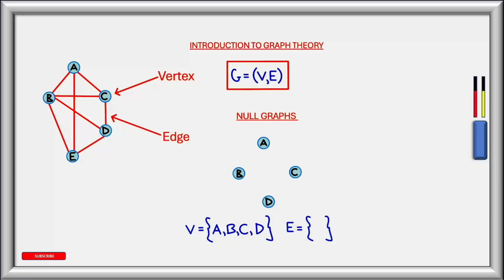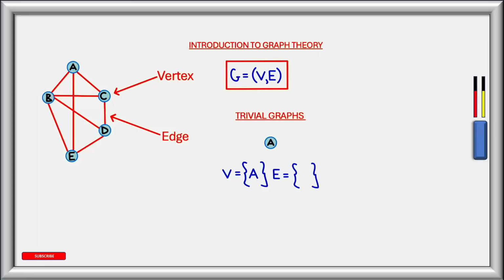In a null graph, we have a collection of vertices, as shown here as A, B, C, and D, but absolutely no connection between them. So they have no edges. So in this case, the edge set is empty. A special type of null graph is known as a trivial graph. This type of graph must have exactly one vertex and no edges. So again, the edge set is empty.